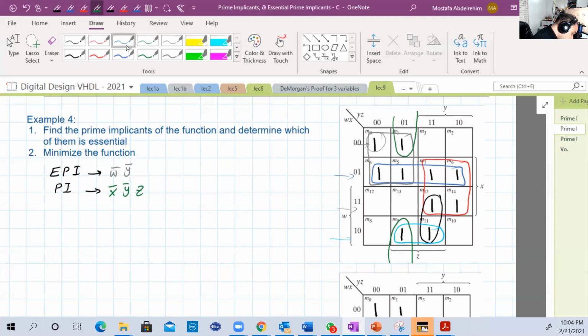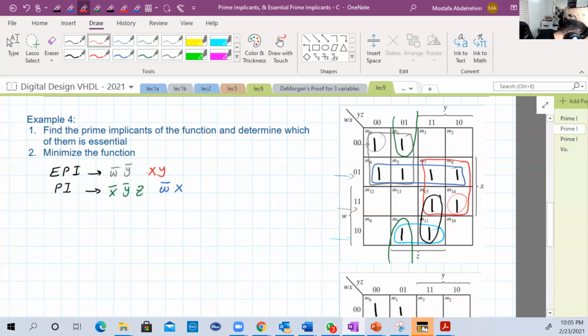Good. The blue is basically not essential because all the ones are contained within other groups or other prime implicants. So the blue is W bar X. Very good. Now the red is essential because this one is not contained within any other group. The red is XY basically.